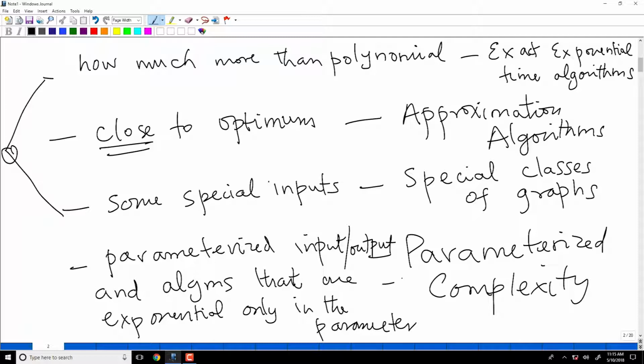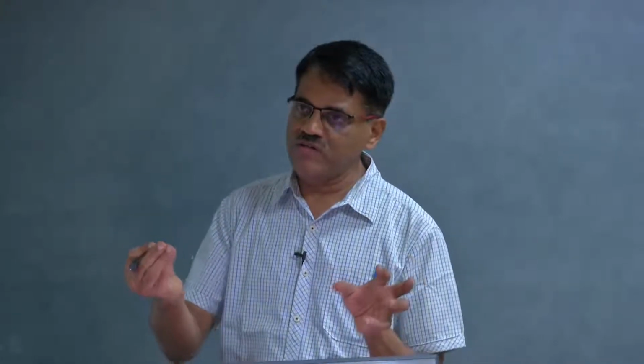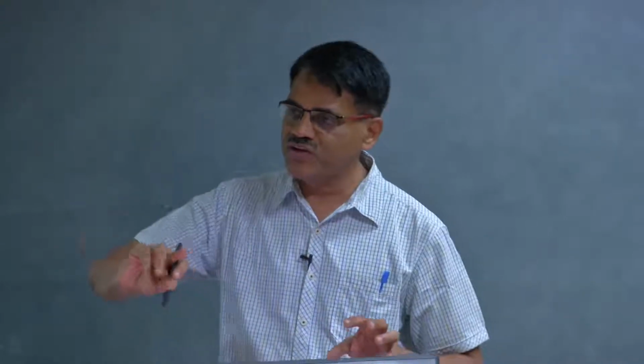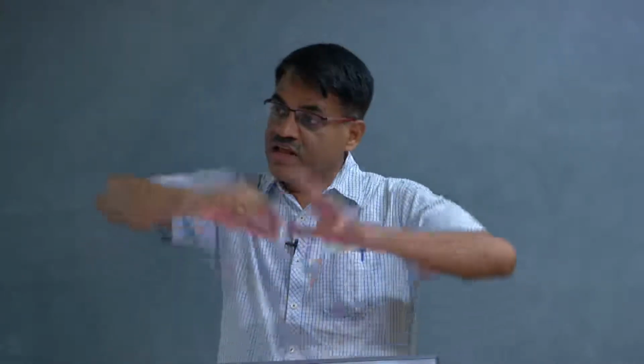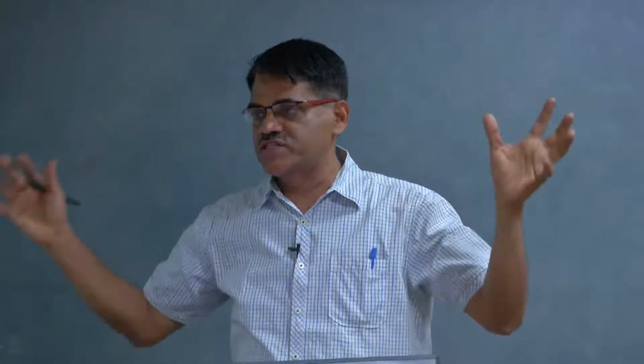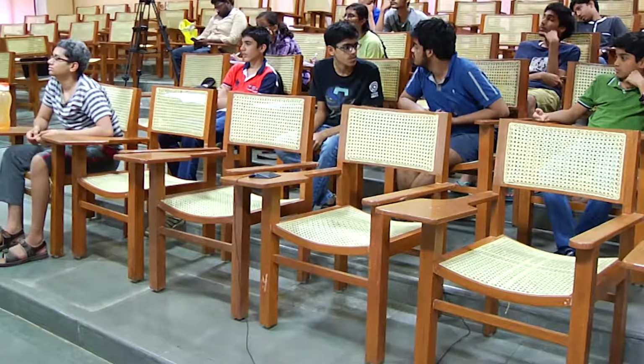Meaning that your input comes with some parameter. This parameter may be how far it is from a special input. If it is really a special input, I have a polynomial time algorithm. The farther I go from the special input, the algorithm will be exponential in this parameter, but it is polynomial in the rest of it. So when I reach the most general input, it will be exponential. That is, if the parameter is fixed, it will be polynomial, fixed parameter. Yes, but suppose the parameter is k.